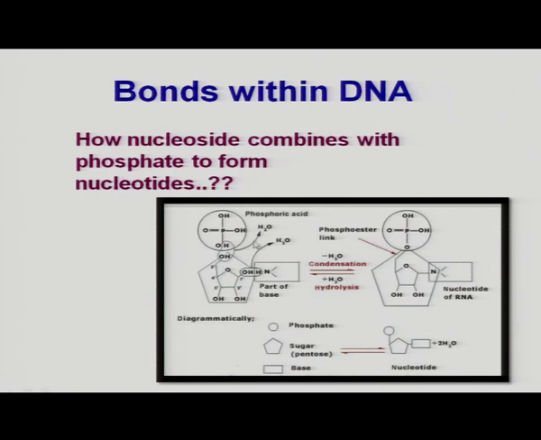Let us see how the nucleoside combines with the phosphate molecule. Here you can see the sugar molecule combined with the nitrogenous base to form one nucleoside, and the phosphate molecule will interact with the alcohol of the 5th carbon. The hydrogen of the phosphate molecule and the alcohol part of the sugar molecule interact with each other, form a water molecule, and the water is released, and the remaining part of the phosphate will combine at the 5th carbon and form one nucleotide.